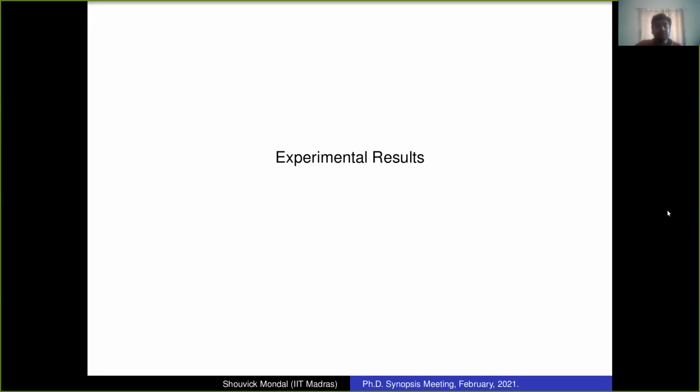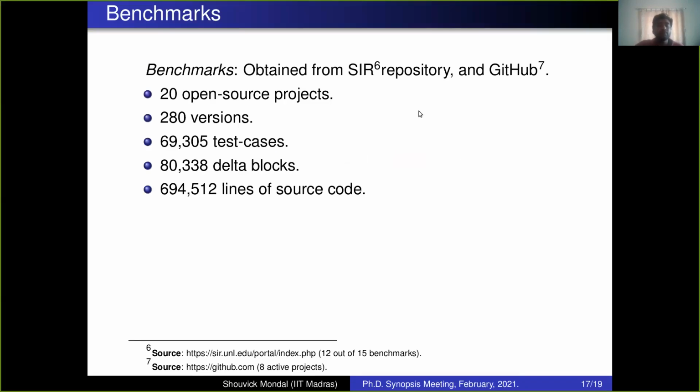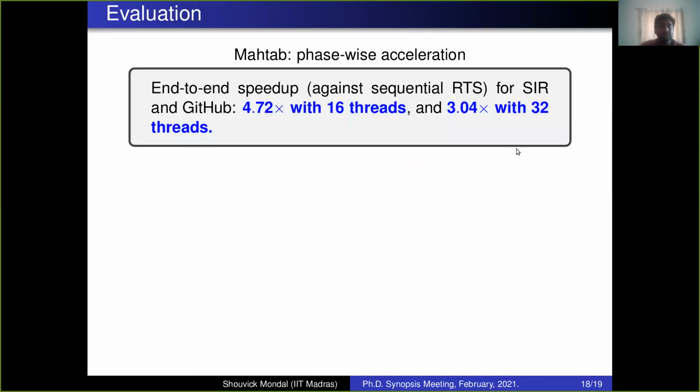So we move on to the experimental results now. We have two different sets of benchmarks. One is from the SIR repository, which is used in the classical days of software testing. And then we have modern GitHub projects. In total, we have 20 open source projects. For Mahata, we observe an end-to-end speedup of 4.72 with 16 threads for the SIR projects. And for GitHub, we have a 3.04x speedup with 32 threads.